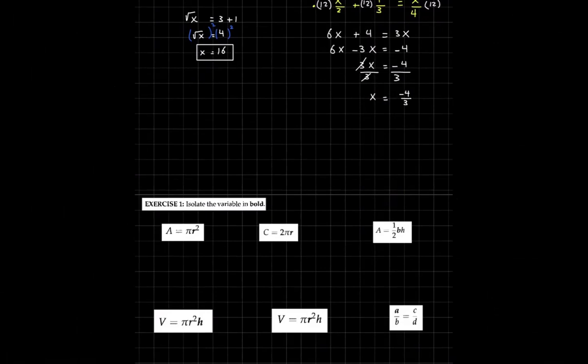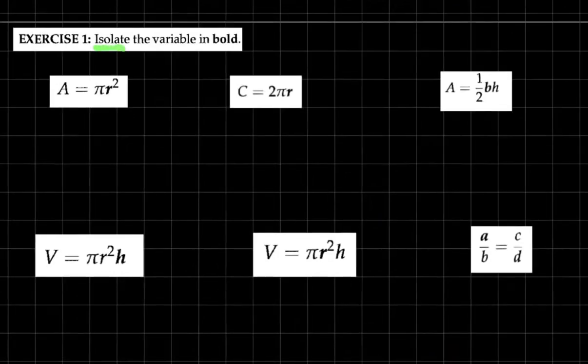In exercise number 1, it's mentioned that we need to isolate the variable in bold. Here, for example, we have A equals pi r squared. So we need to get the value of r. To get the value of r, you need to cancel pi, and you need to cancel the square. Let's cancel pi first, since pi is multiplied. So I will divide both sides by pi. So pi cancels pi, and you get r squared equals how much? r squared equals A over pi.